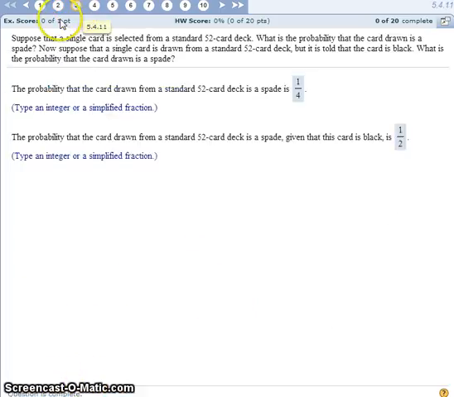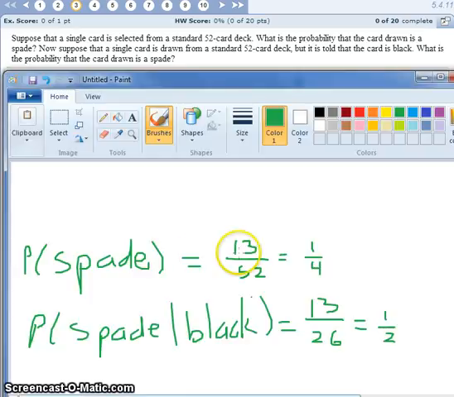For number 3, we first want to know what's the probability that a card drawn from a standard 52 card deck is a spade. And that's going to be 1/4 because there are 13 total spades in the deck. There are 52 total cards. So 13 out of 52 is 1/4 or 0.25.